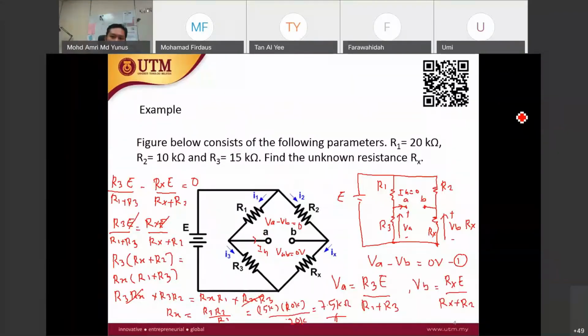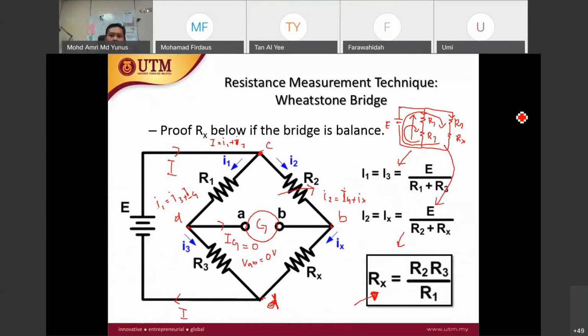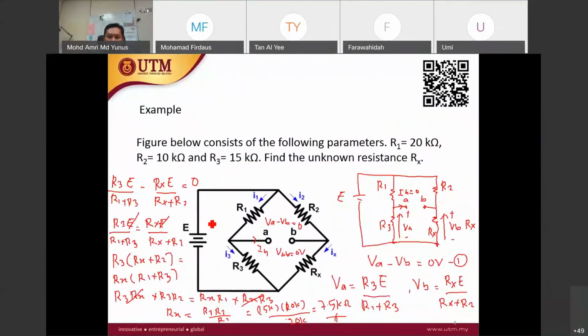But if you understand the concept, you can quickly know that R1 divided by R2 will be equivalent to R3 divided by Rx. But you have to first know how the equation is derived before you get there.